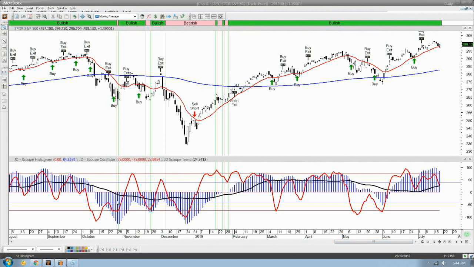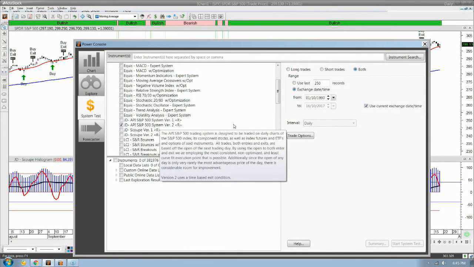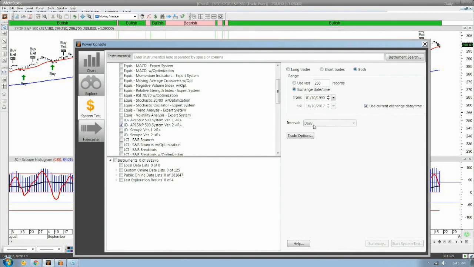What I will do quickly is run this system for you. Okay, yeah, here we go. All right, so we call it the API. There's a couple versions. One holds trades a little longer than the other, but they're basically the same. So we'll run this on the SPY index.